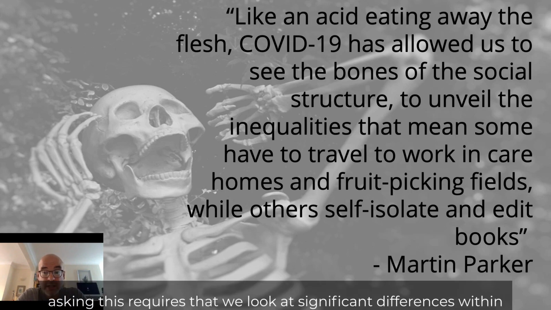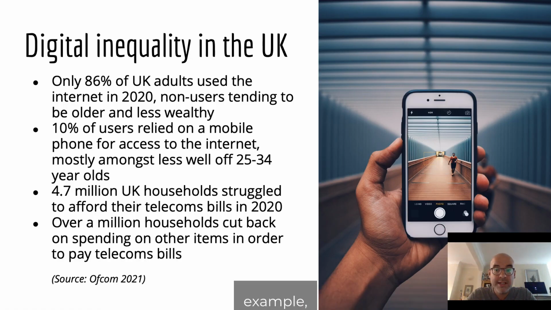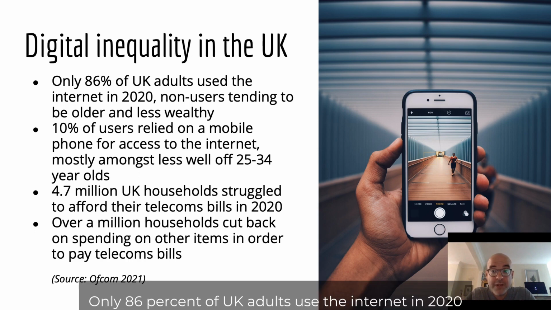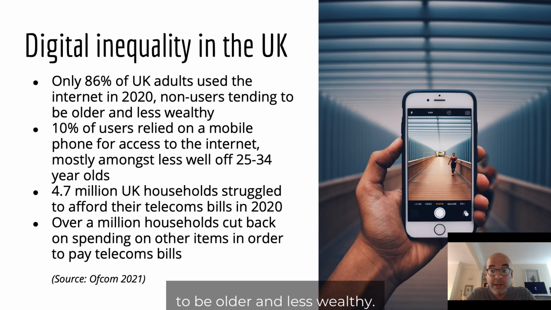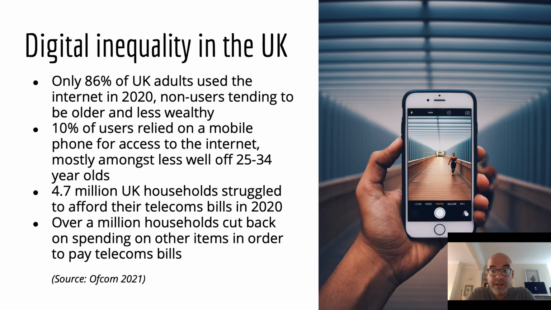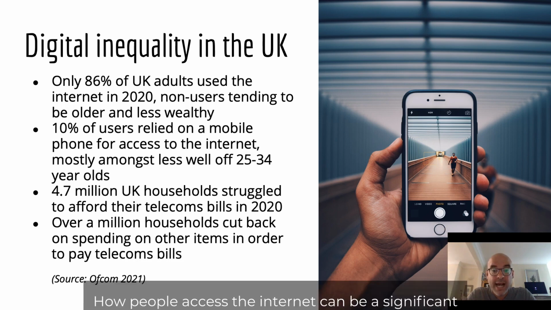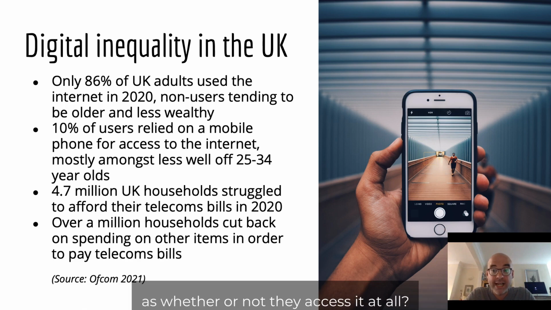Asking this requires that we look at significant differences within countries, rather than just between them. For example, let's look more closely at the UK. Only 86% of UK adults used the internet in 2020, with non-users tending to be older and less wealthy. There were 10% of users who relied on a mobile phone for access to the internet, mostly amongst less well-off 25 to 34-year-olds. How people access the internet can be as significant as whether or not they access it at all.